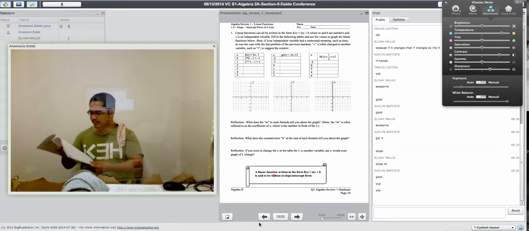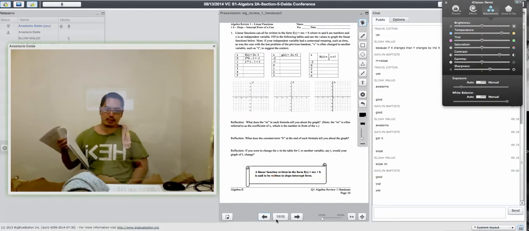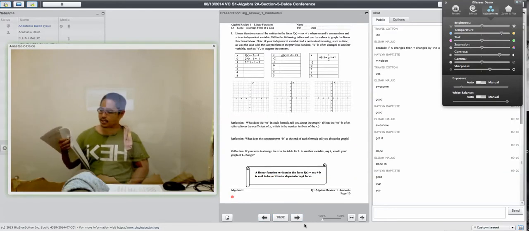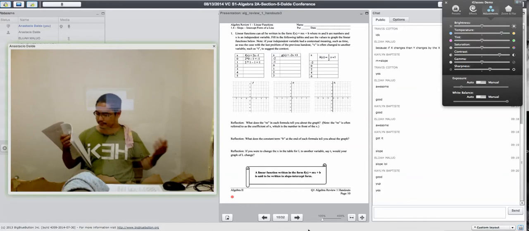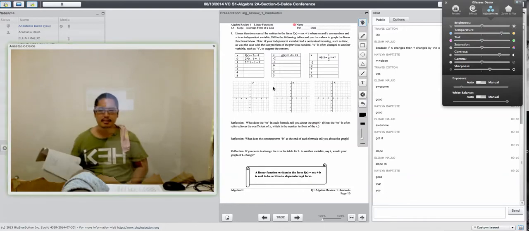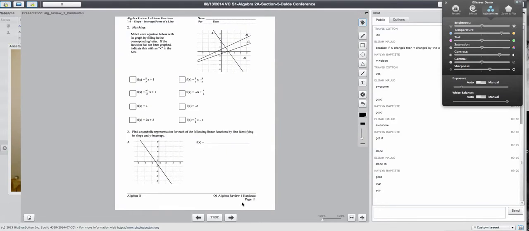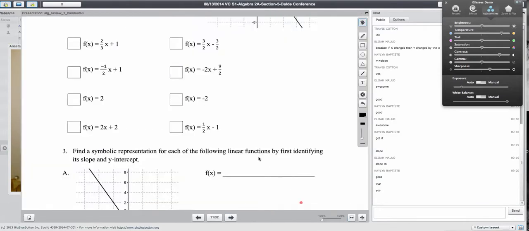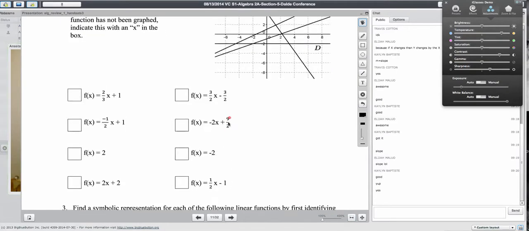All right, let's see. Match the following equations. So we're on the next page right here. Match each equation below with the graph and fill in the corresponding letter. All right, fine. I'm actually going to maximize this thing, and we'll just take a look at this thing together. All right, let's play matchy-matchy. What do we got here?